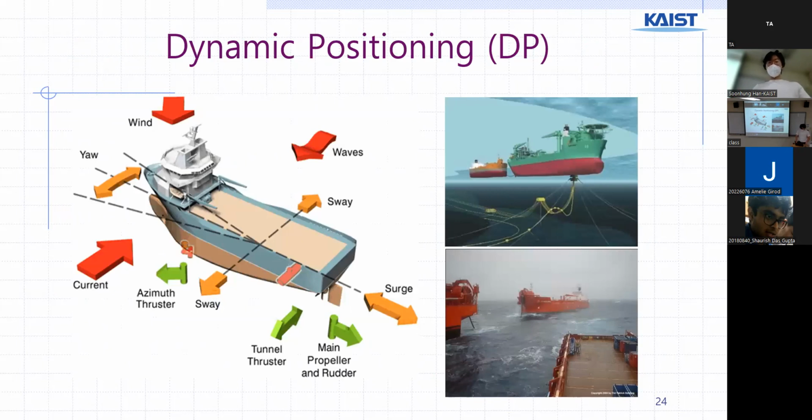Dynamic positioning is when, for example, a research vessel needs to stay in the right position. You can see they have a lot of thrusters around the ship to keep the position stable against all the other outside disturbances.